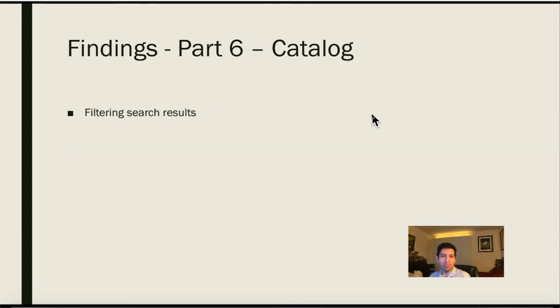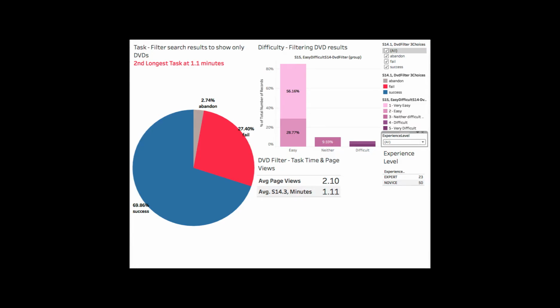Findings part 6. I asked the Loop 11 users to filter the search results in the catalog to show only DVDs, and here are the results. So as we can see, most of the users were successful in filtering the search results to show only DVDs at 70%. And we can also see that over 80% thought it was a very easy task. So what this tells me is that the mechanics for searching in the catalog don't really have a lot of problems and are not worth investigating very much further.